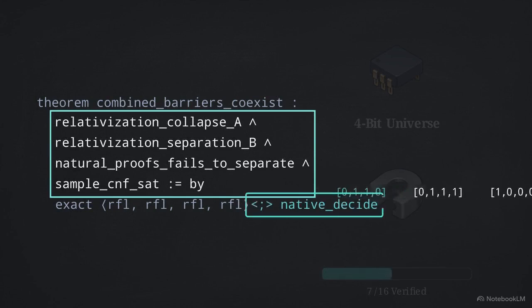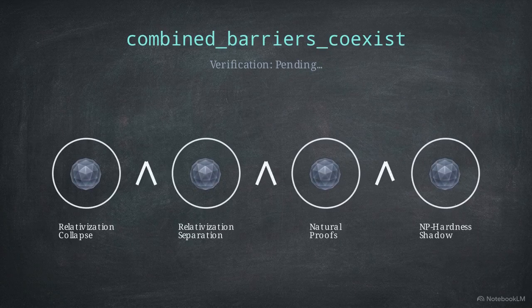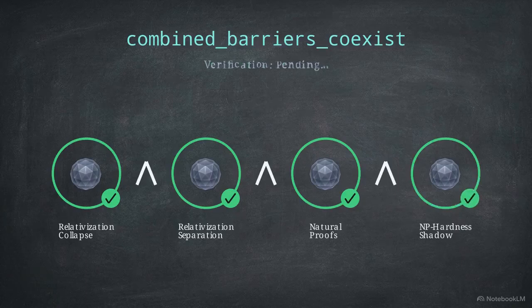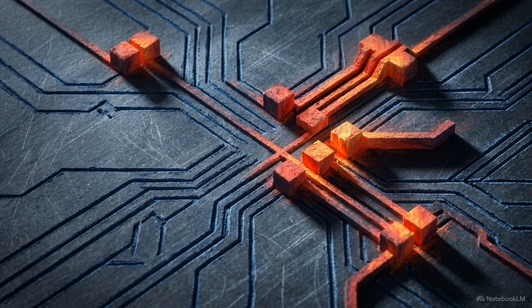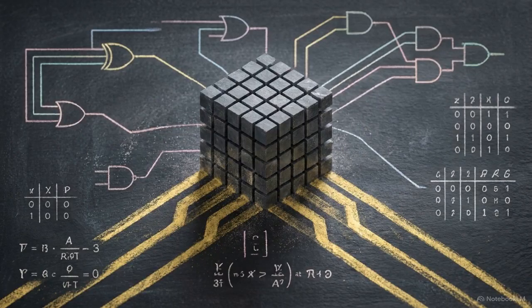The proof closes with native decide, meaning the system verified every possible permutation in this 4-bit universe using purely mechanical brute force. The theorem succeeds only as all 4 clauses, connected by logical ands, are verified true. To understand why P versus NP remains inexpressible, we have to deconstruct what each of these 4 clauses represents within our 4-bit sandbox. Together, they demonstrate that the friction of NP hardness is woven into the logic of even the smallest possible computational systems. We begin by defining the time hierarchy shadow.